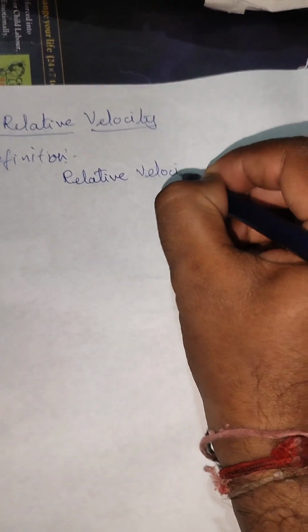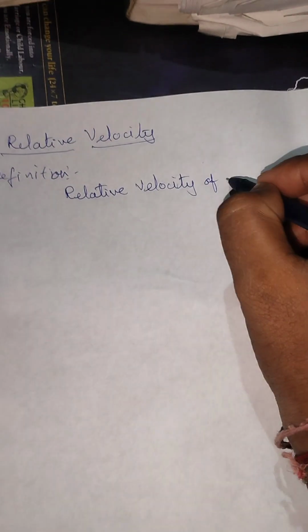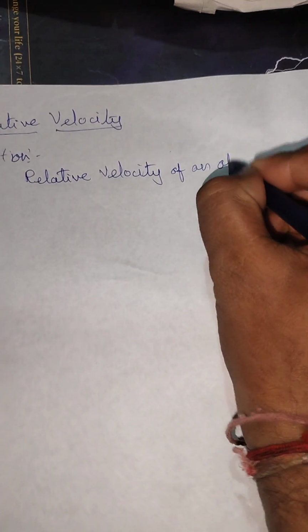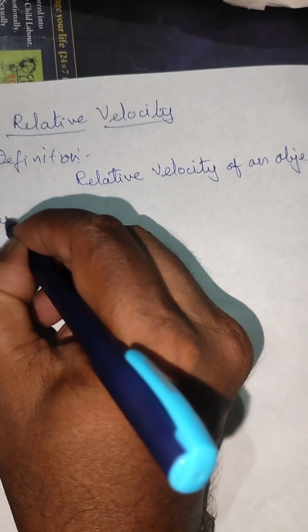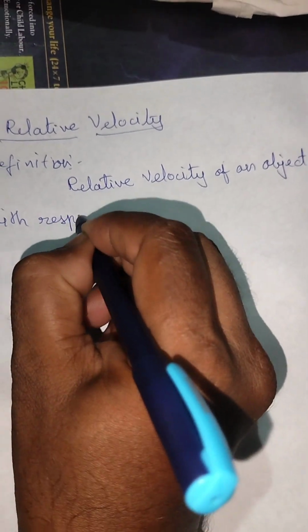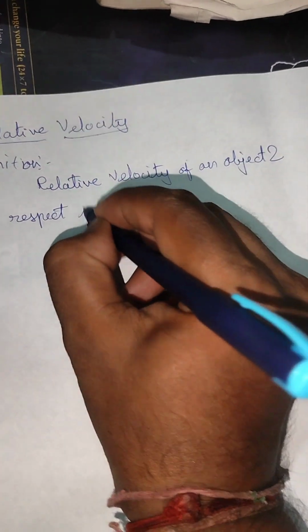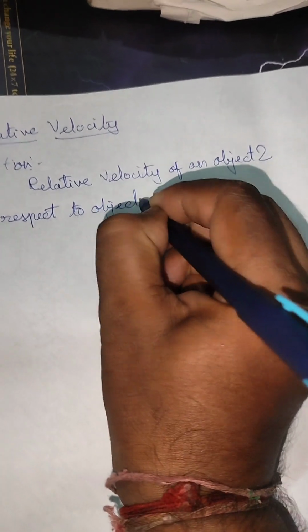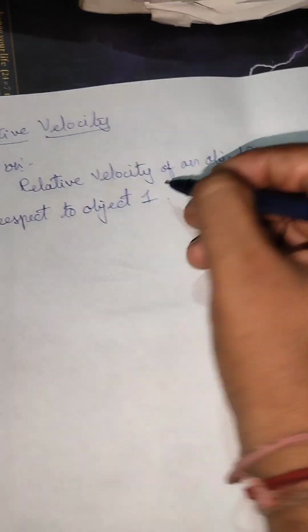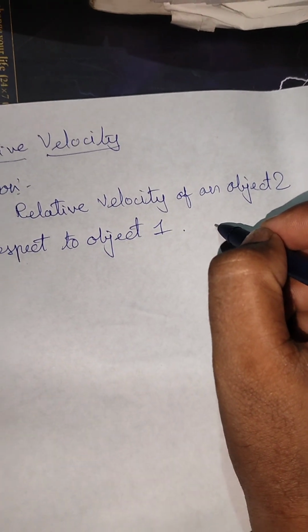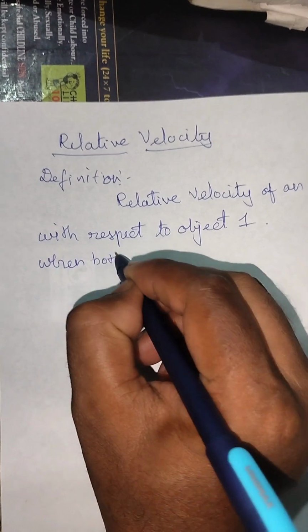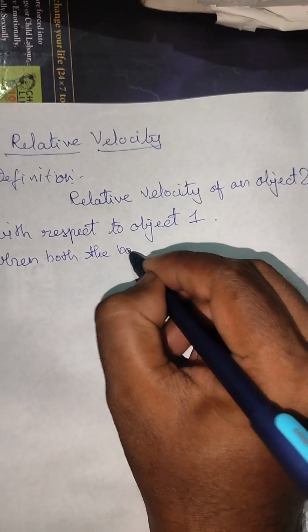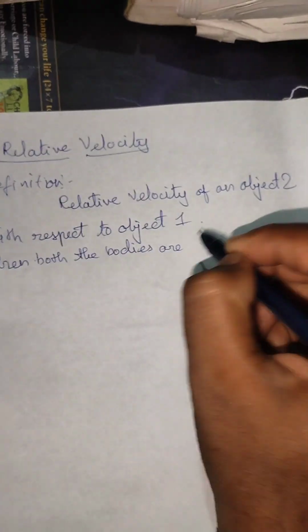Relative velocity of an object 2 with respect to object 1. We can also say, as the second point, when both the bodies are in motion.